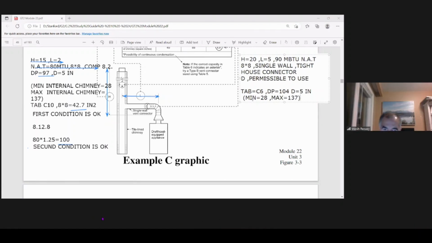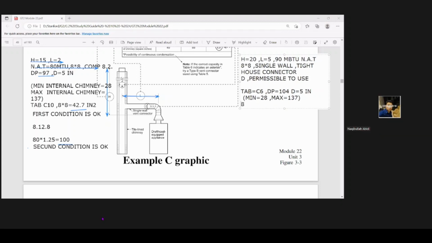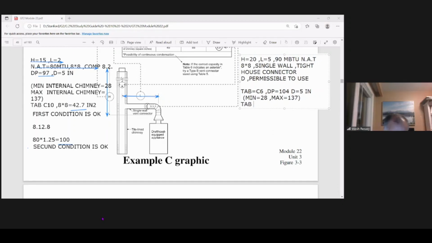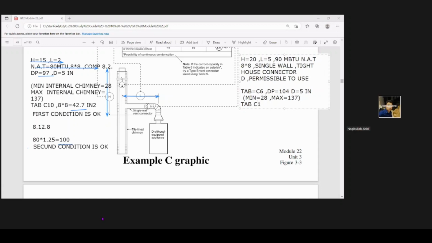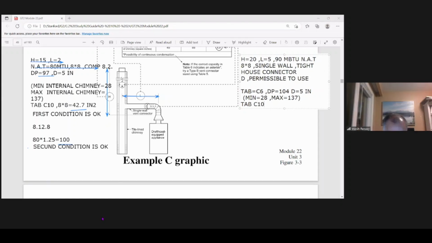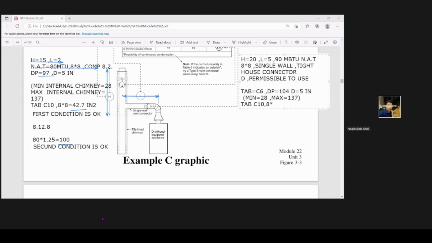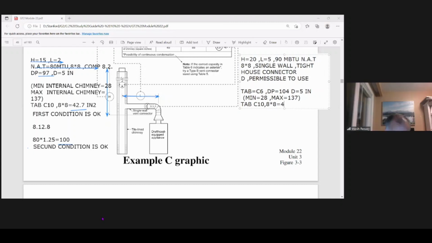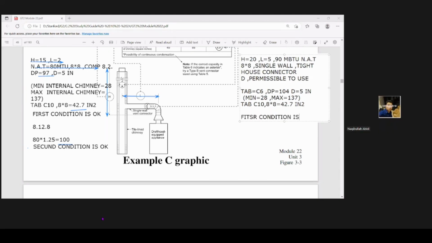Here, 8 by 8 is how much? The internal area, table C10. Table C10, you get 8 by 8 equal to 42.7 square inch. So the first condition is between 28 and 137, right? So the first condition is okay.